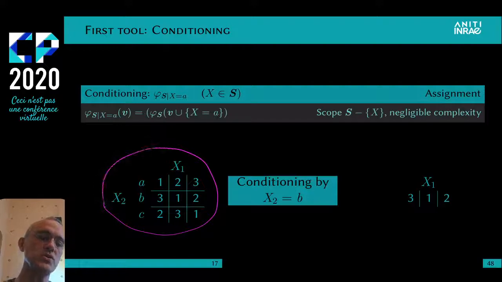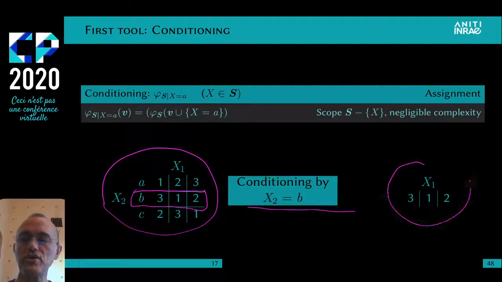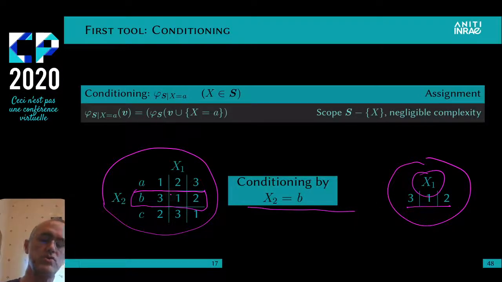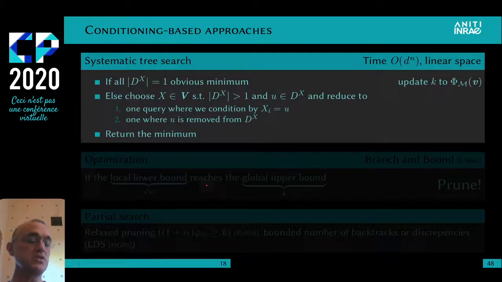Imagine you have a function of two variables, x1 and x2, and you know that x2 is equal to b. Then conditioning means that you reach a new function which depends only on x1 now, and the table is just this subtable. So it's a very efficient operation. We are just moving a pointer inside the table. And with this, we can define the tree search very simply.